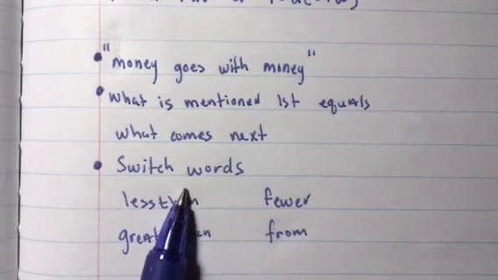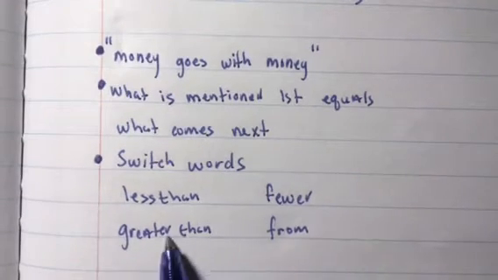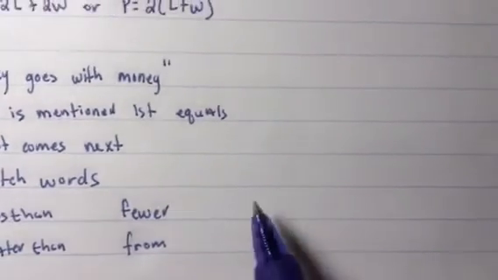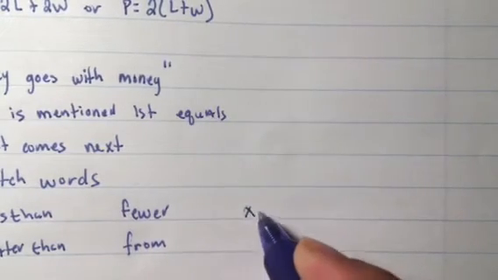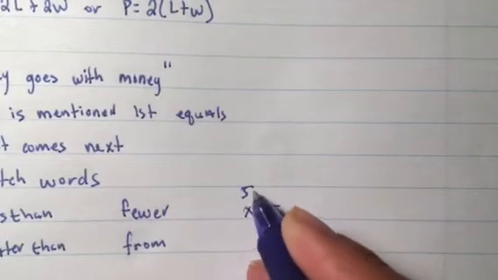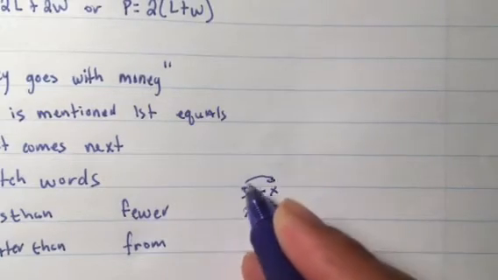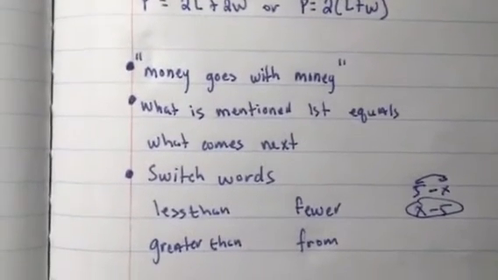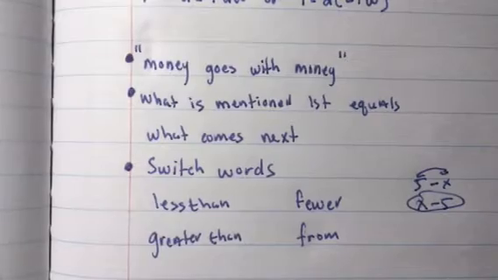Okay, so switch words, we talked about this early on. These are the words that if you have the word less than, greater than, fewer, or from, you switch the 2 numbers. So if you had 5 fewer than X, then it would be X minus 5, because you would switch those words. Originally, it was 5 less than X, but then you have to switch them, and this is what it would become. So again, we'll go into detail about all of these. If you need more time, please pause. If not, let's go to page 7.